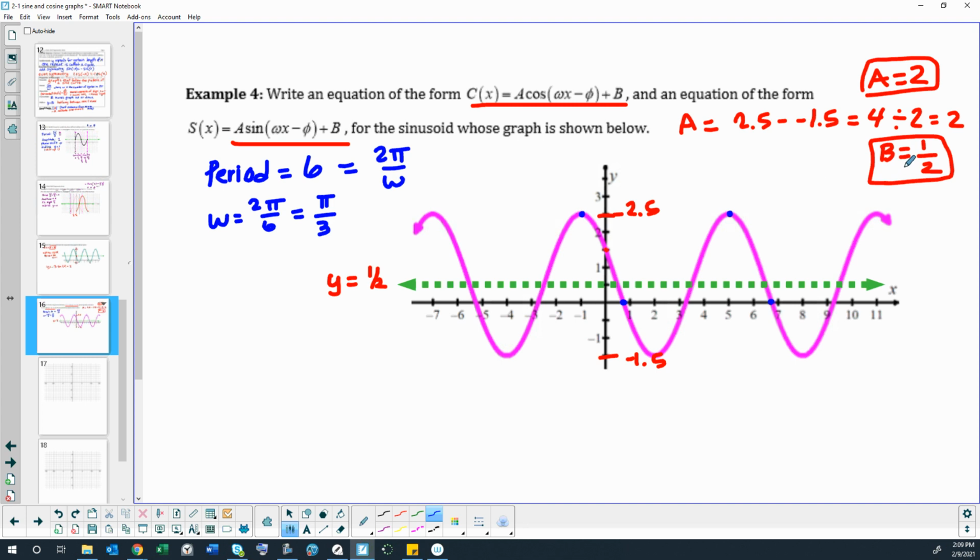All right, next we do the phase shift. We already figured out the vertical shift. We already figured out the amplitude. We just now figured out the period. So now we just need to figure out the phase shift. All right, we need to do both a cosine and a sine.